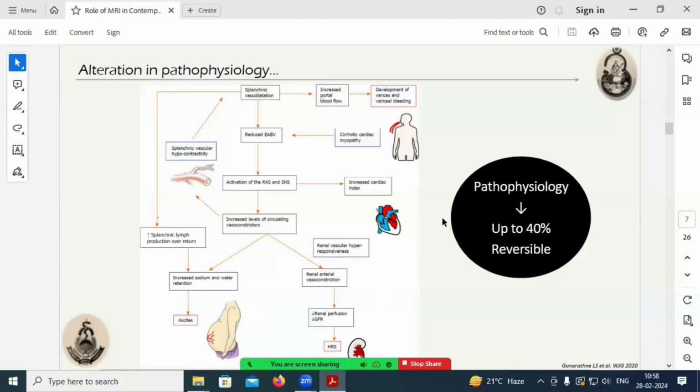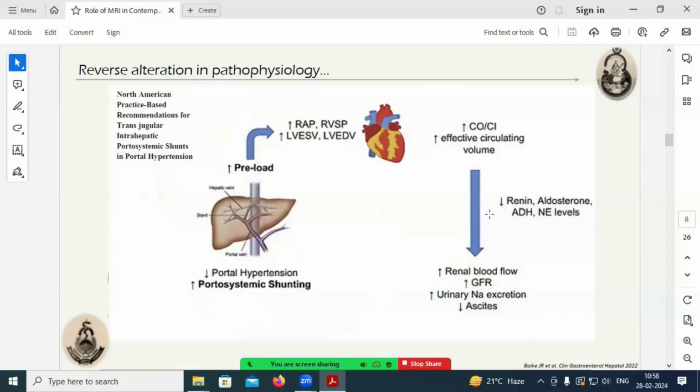So even in advanced cases, you would have 40% of the things that can be brought back to normal, that can be halted. Most of the literature that I'll be talking about has been researched on shunt creation, because endovenous or endovascular sclerotherapy is mostly just for stopping the bleeding, though it helps with encephalopathy also. But most of this is for shunt creation, and we act by increasing the flow towards the heart. So the preload to the heart will increase. This will increase the circulating volume in the body, the cardiac output and the cardiac index.